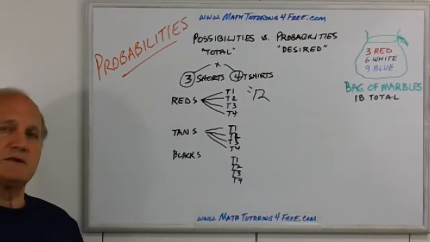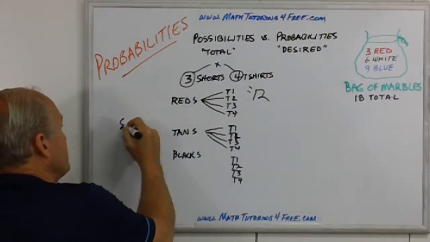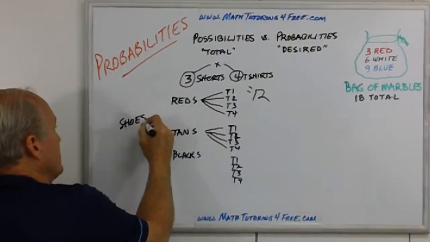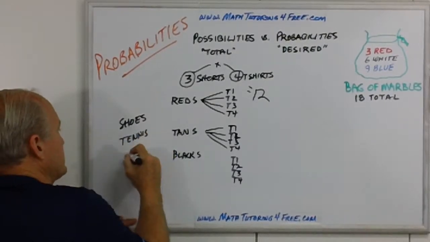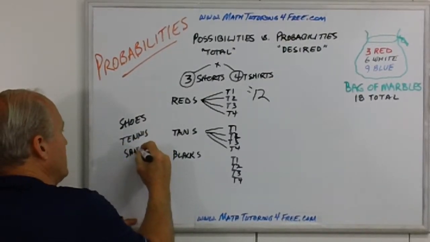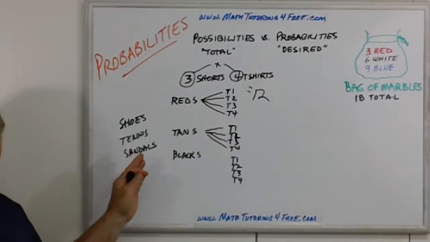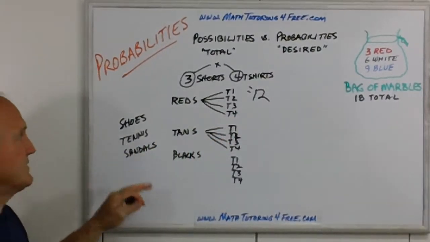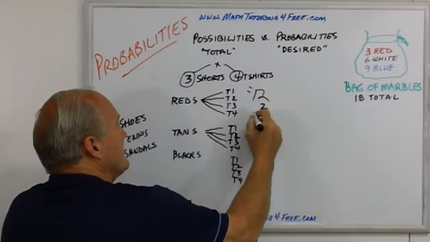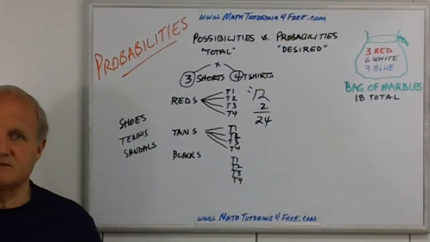Okay, and I hope you can see it gets more possibilities if, let's say, we've got a couple different pairs of shoes. Maybe we've got tennis shoes and sandals. So that adds 2 more to this combination. So that would be what? 2 times 12. So that takes it up to 24 possibilities.